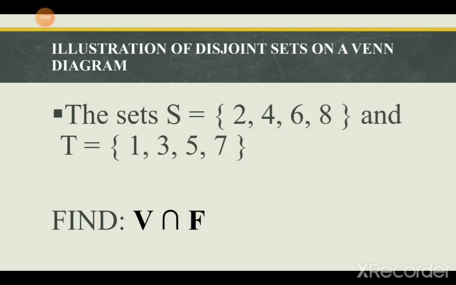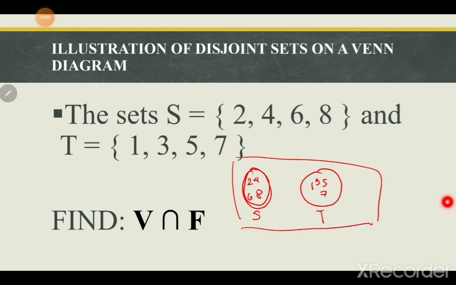Okay? So, the set S is equal to {2, 4, 6, 8}, and T is equal to {1, 3, 5, 7}. If you get the diagram of S and T, ito yung disjoint set natin. We have S, which is 2, 4, 6, 8, and T, which is 1, 3, 5, 7. Pag kinuha mo yung intersection nilang dalawa, wala kang makukuha, right? It is empty. Therefore, the set is empty, the empty or null set.